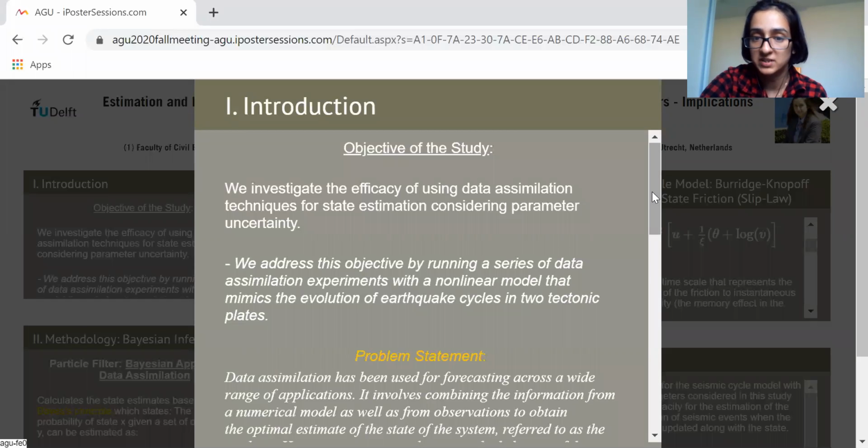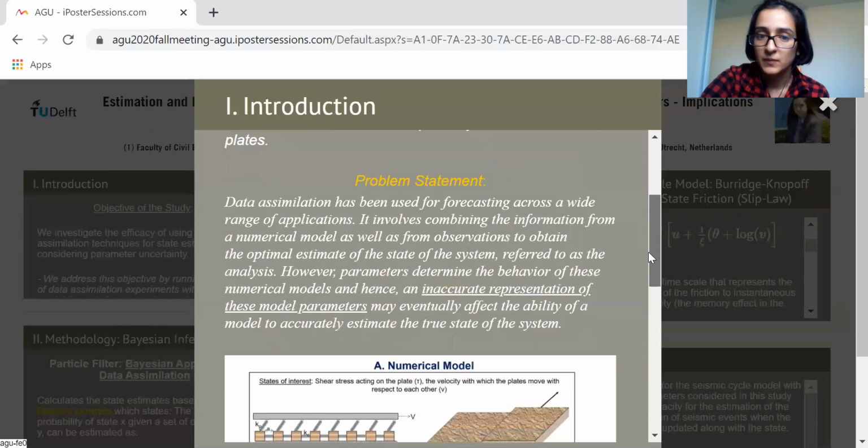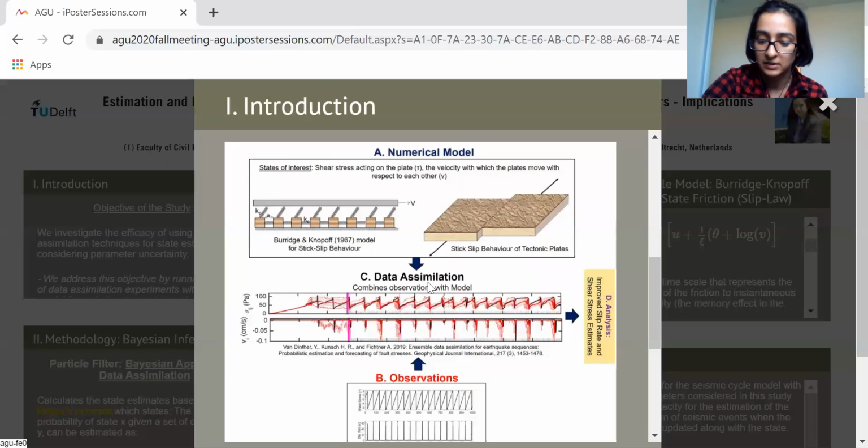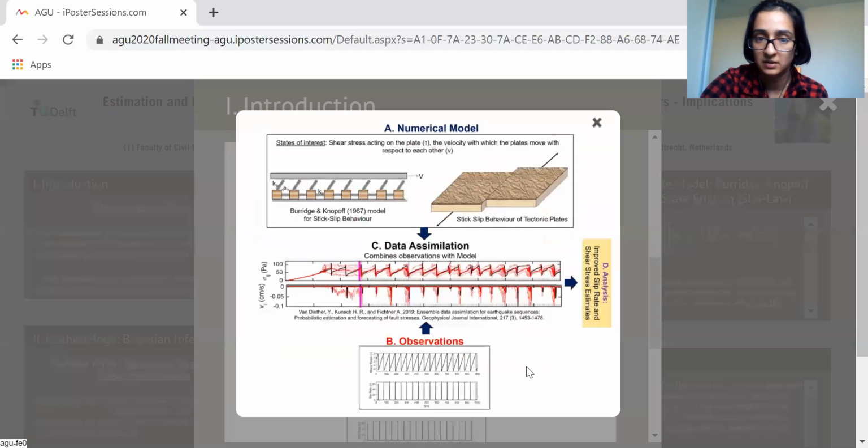This is exactly what we've investigated through our work, how the application of data assimilation can be used in numerical models, considering parameter uncertainty. So if you see, the model that we are working on is a mathematical model that simulates the behavior of two tectonic plates that are moving against each other, and it undergoes a stick-slip mechanism giving rise to earthquake-like events. So as you can see over here, it shows the basic data assimilation framework.